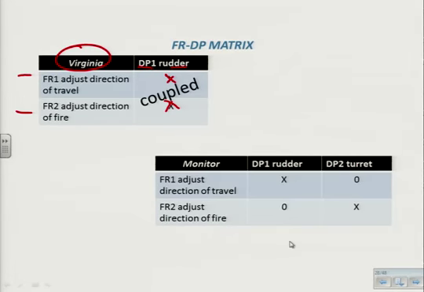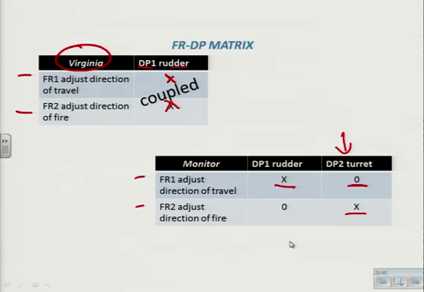Now, the Monitor has the same two FRs, but it has an extra DP now. And that extra DP is the turret that can swivel. So I can use the rudder to adjust the direction of travel, so that's an X. And I can use the turret to adjust the direction of fire, so that's an X. Now, as I look at this, clearly the turret does not influence the direction of travel, so that's an O.